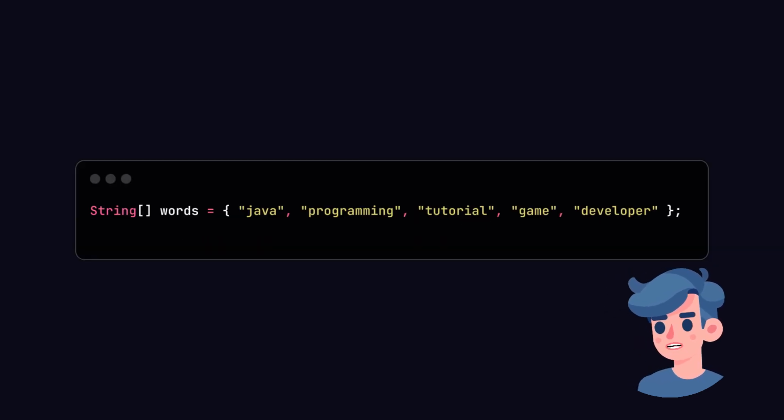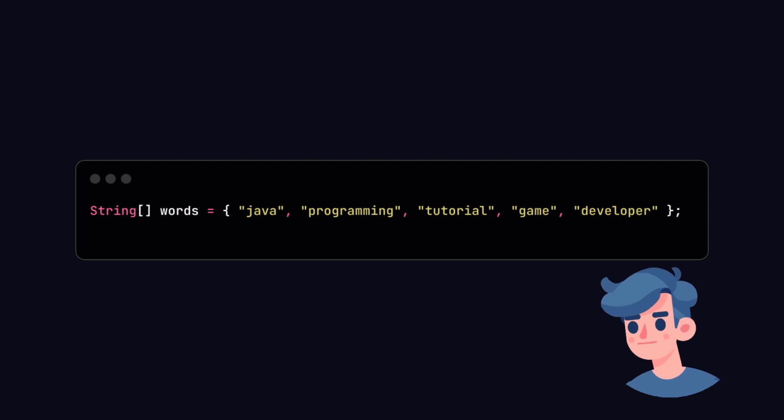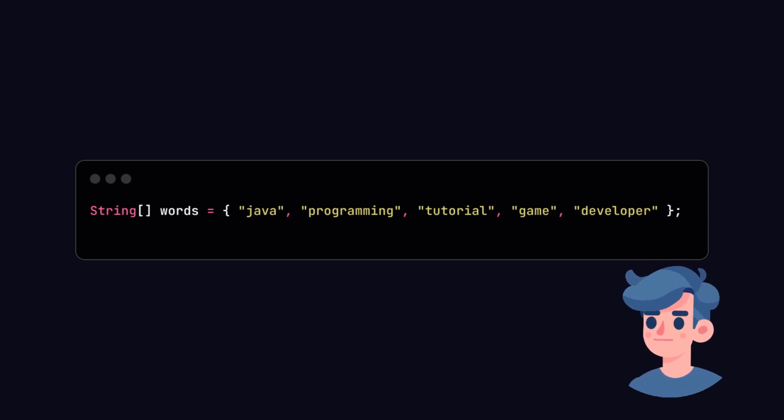First, we need to select a word for the player to guess. You can create an array of words or simply choose one word. Let's do it with an array. Here's how you can declare and initialize it.